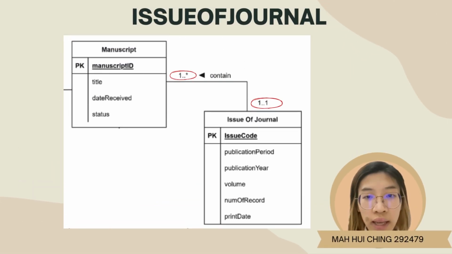Issue of journal can contain one to many manuscripts, and the manuscript can be contained by only one issue of journal.